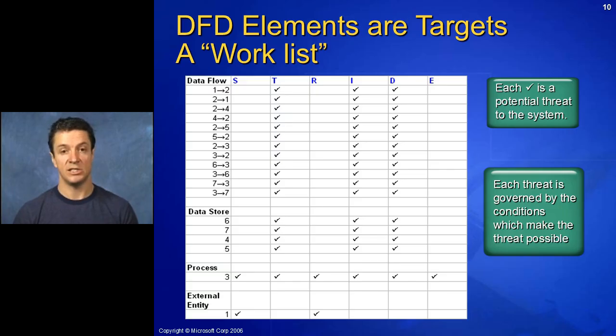For processes, they're subject to everything, all the STRIDE categories. Most importantly, you can only elevate against a process. Think about it. You can't elevate against a data flow. It makes no sense whatsoever. So you end up creating this little matrix of all the DFD element types and all the STRIDE categories. And each tick in here is a potential threat to the system. And each threat is governed by the conditions that make that threat possible.